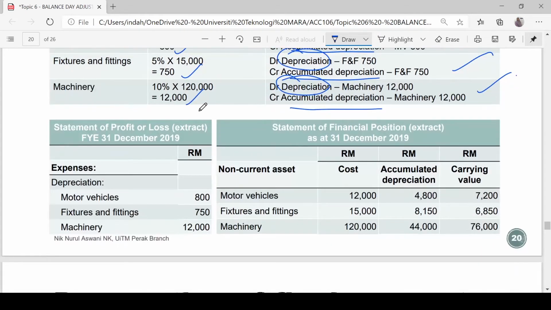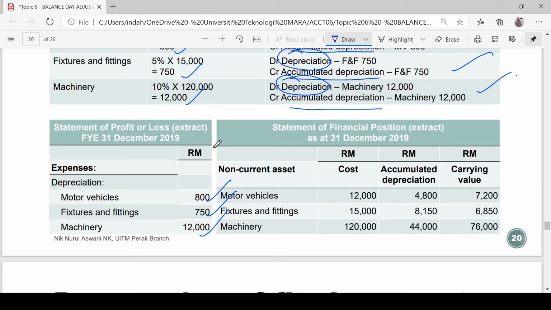So depreciation is an expense, so we are going to put that under expenses in the statement of profit or loss. So this is how you show the depreciation. Or you may write the details separately: depreciation motor vehicle, depreciation fixtures and fitting. There is no right or wrong answer for how you want to write or show the depreciation, as long as we can see that it is a depreciation. So depreciation for motor vehicle 800, 750, and 12,000, for fixtures and fitting and machinery.